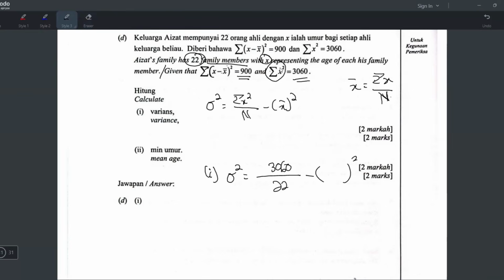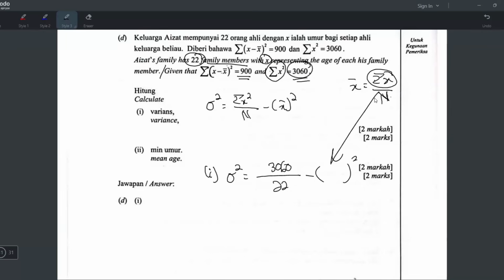Because the sum of x squared means all the numbers are squared first, and then added. All the x, all the ages, or all the data are squared first and then added. But what I want now is just the total. So you cannot just square root this. It's wrong, because this 3060 comes from squaring first and then adding, not adding first and then squaring. That's why you can't just square root this to get the total x.